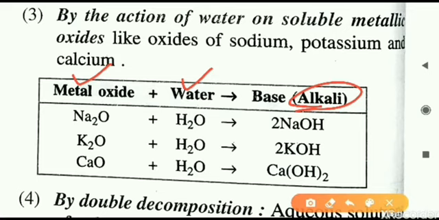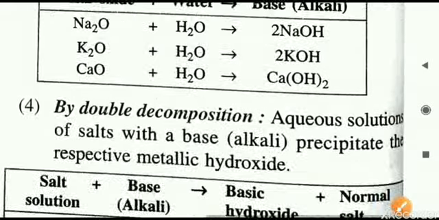Any metal oxide, like sodium: if you have to prepare sodium hydroxide, then you use sodium oxide. Similarly for potassium, accordingly we will choose the element there. So you can see here all the metal oxides on dissolving in water give their alkalis. They are the soluble bases.